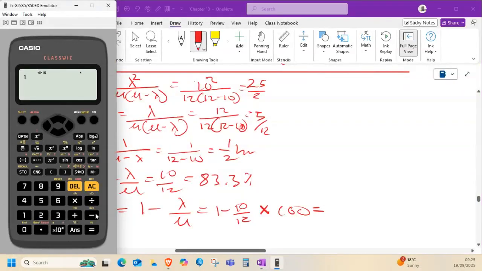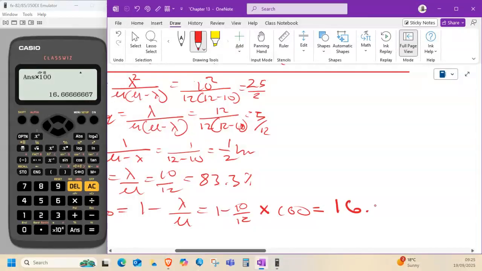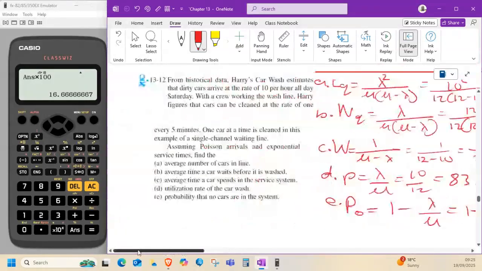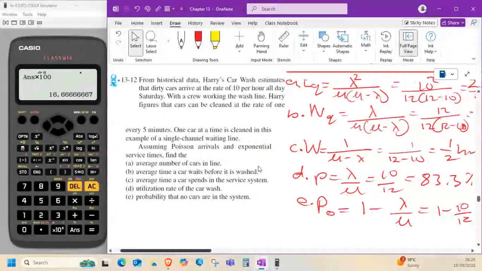Right, now you go to your calculator: 1 minus 10/12 equals to that, times 100. But that becomes 16.67. So in simple terms, if this is 100%, therefore 100% minus 83.33, then you should be arriving at this. Okay.